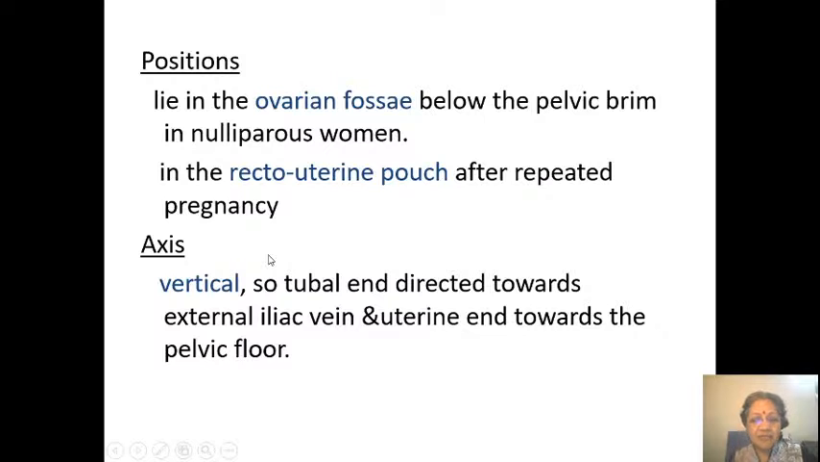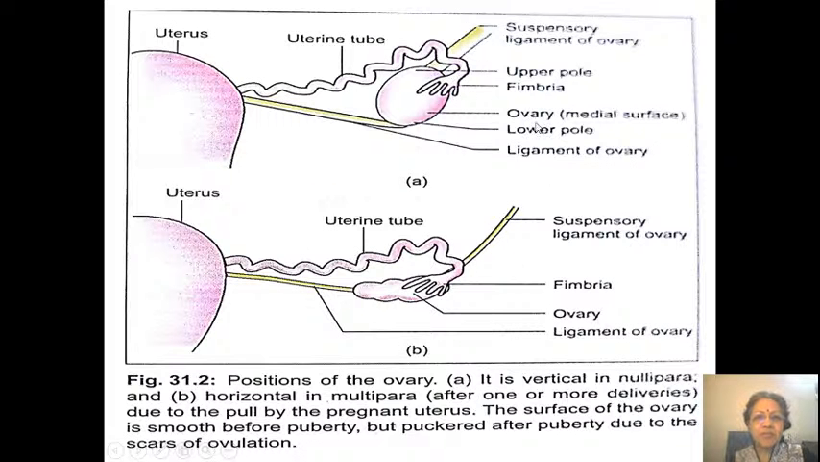So the axis of the ovary is actually vertical. There is a tubal end related to the open end of the fallopian tube, the fimbriated end, which is directed towards the external iliac vein. And there is a uterine end, down and medial, which is directed towards the pelvic floor. It's not looking very vertical, but it is more or less vertical. So there is a uterine end and a tubal end, right? Upper pole and lower pole.